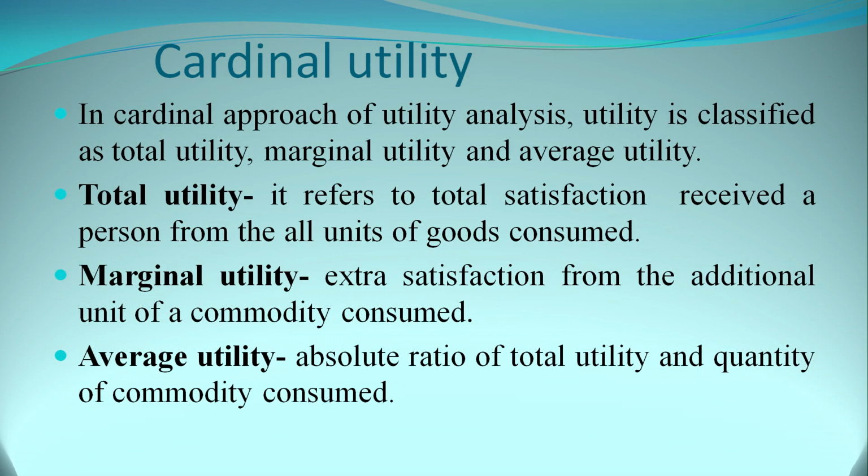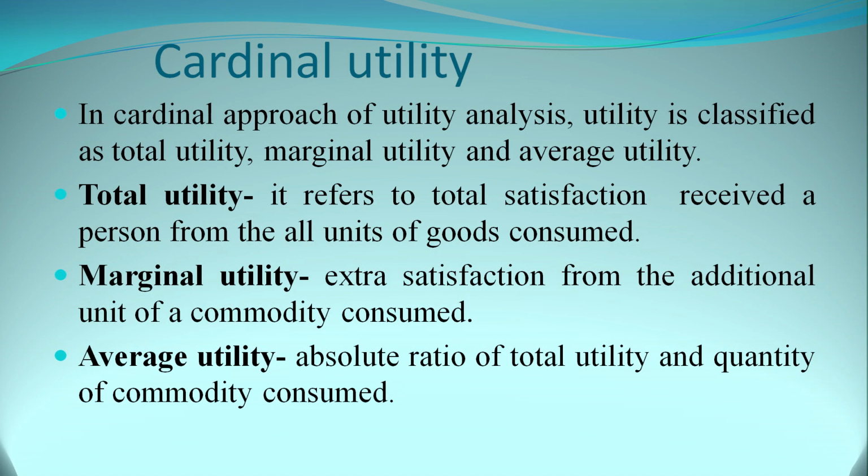Just let me tell you the concept here. On the basis of cardinality, when the utility is expressed in terms of numerical figures, it is classified into three categories. One is total utility, another is marginal utility, then average utility. So, three categories of utility we will find here. We will discuss what is total utility, what is marginal utility, what is average utility.